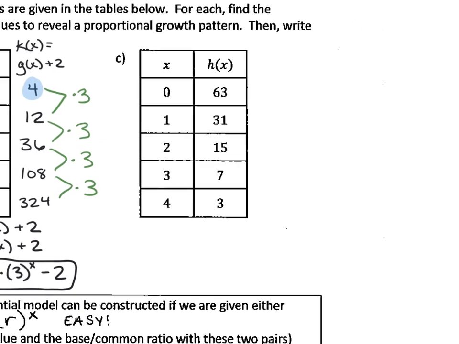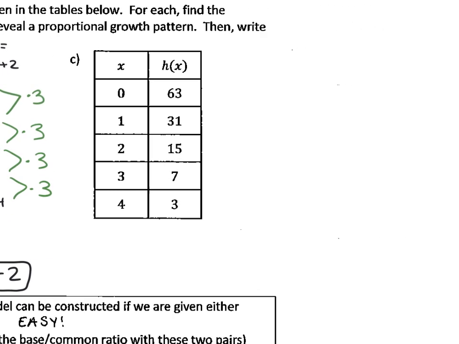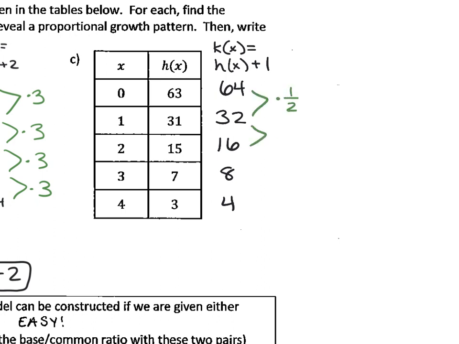Okay, so here's what I would write down for this one. I would say k of x, again, I just randomly chose a letter for that. It doesn't have to be k, I like that letter, personal preference. Is h of x plus 1, which would make this 64, 32, 16, 8, and 4. Ooh, that's a power family we've been practicing. The way we change from one number to an x is multiplying by a half. Multiplying by a half, multiplying by a half, multiplying by a half.